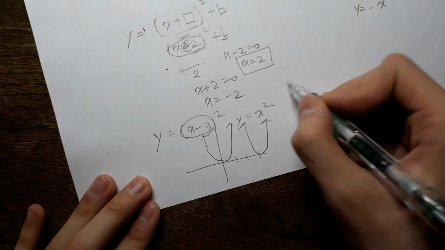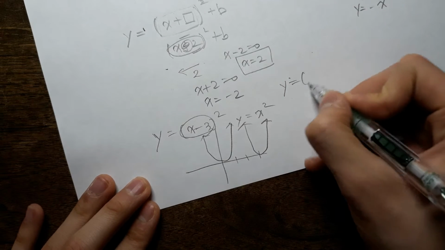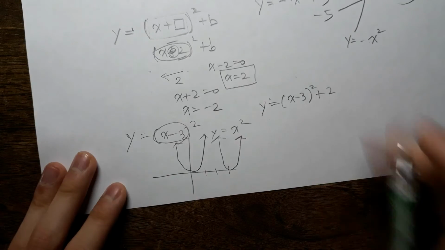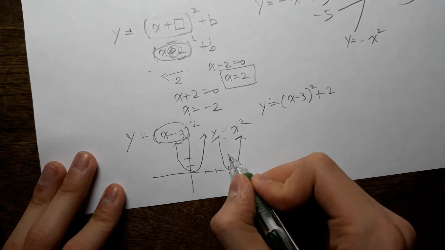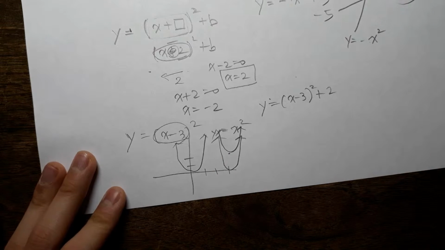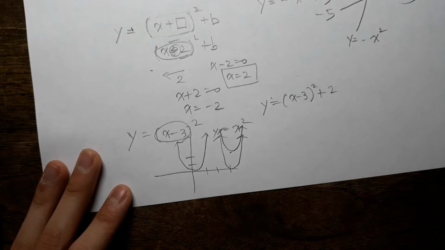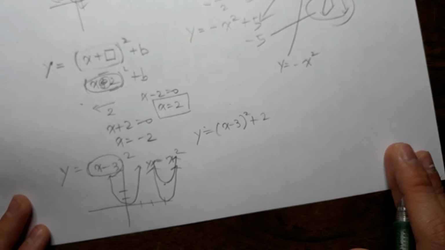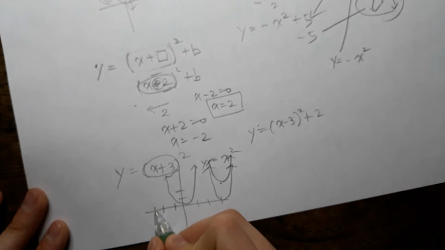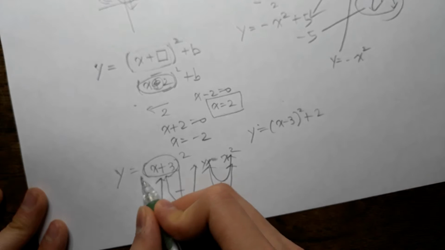And moreover, if they said plus 2, then you go up 2. You see that difference? Okay. On the other hand, if it was plus 3, then you go left 3.